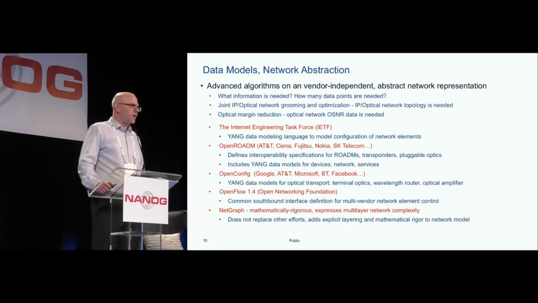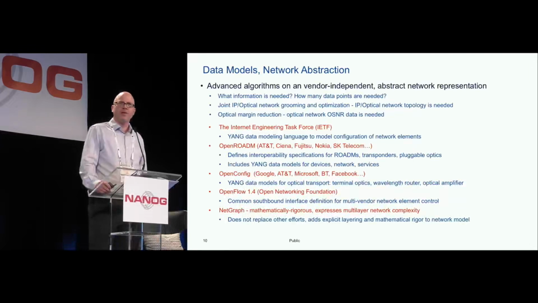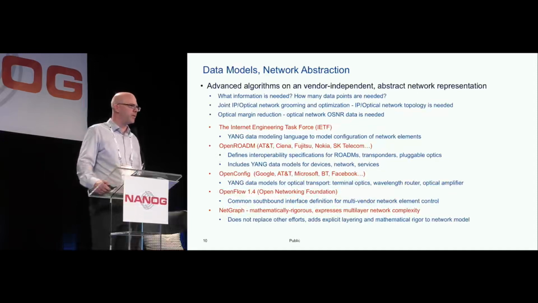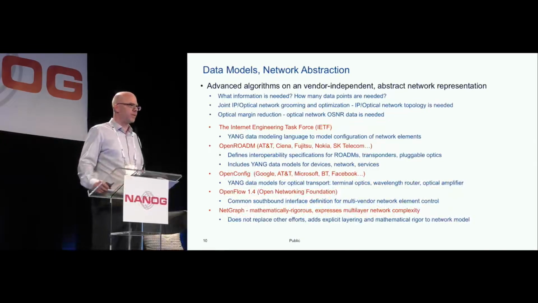Now, a bit more about this network abstraction and data models. So fortunately, there's also a lot of ongoing work in the industry looking at these kinds of vendor-independent abstract network representations. And this is an important point for the machine learning algorithms, because you really need to know what information is needed to run the algorithms, how many data points are needed. If you're doing something like joint IP optical network grooming and optimization, then you need the IP optical network topology. If you're doing, for example, optical margin reduction, then you need to be getting optical signal to noise ratio data.